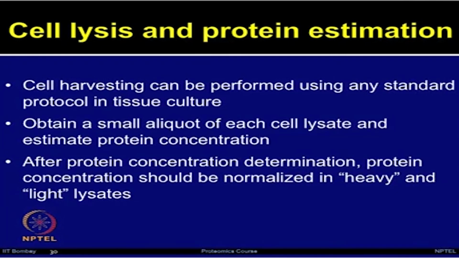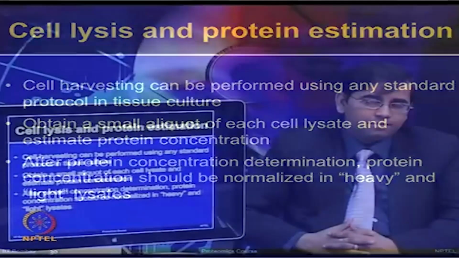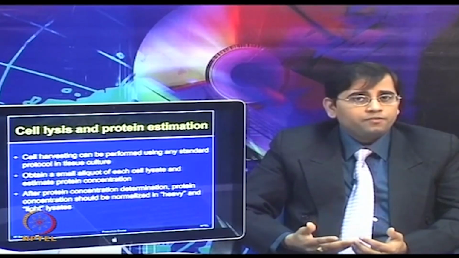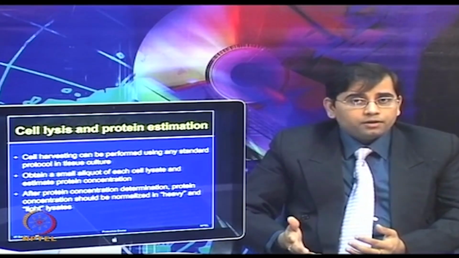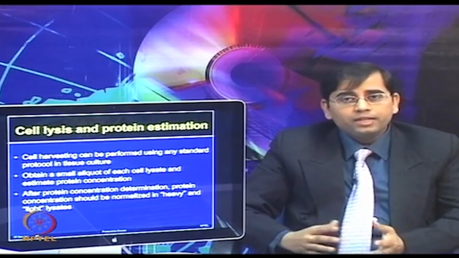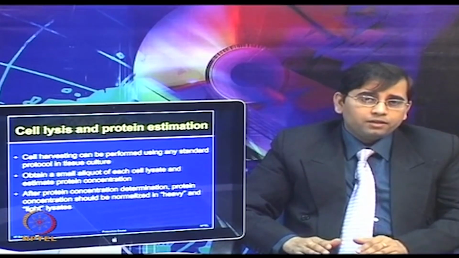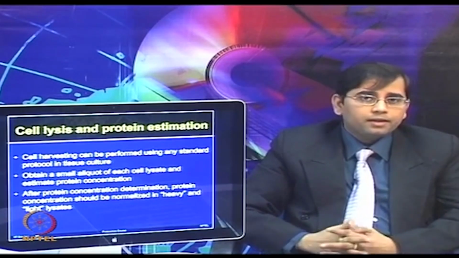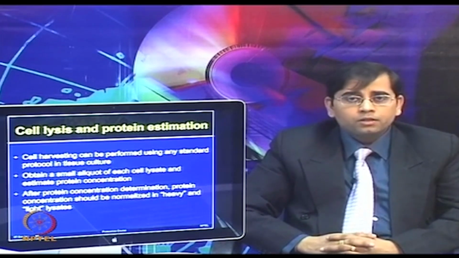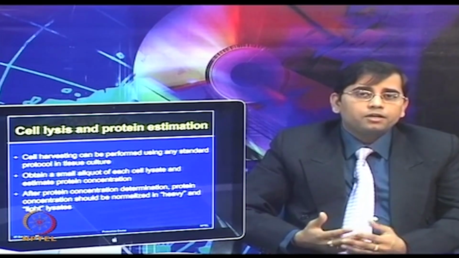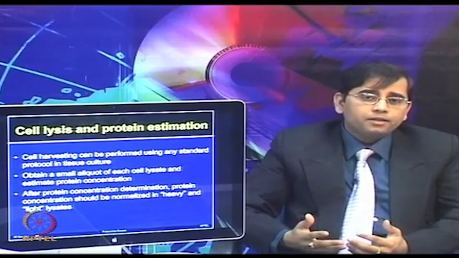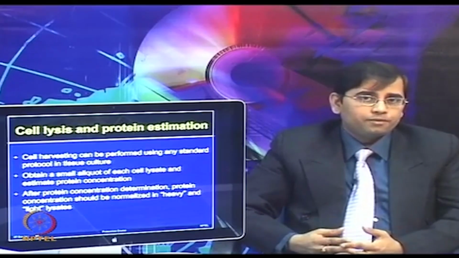After the protein concentration determination, the protein concentration should be normalized prior to mixing both heavy and light lysates. Because we want to do the quantification later on, prior to mixing both the cell cultures, it is very important that we start with an equal protein amount in both light and heavy forms. This process can be done by normalizing, by diluting the cell lysates with lysis buffer.